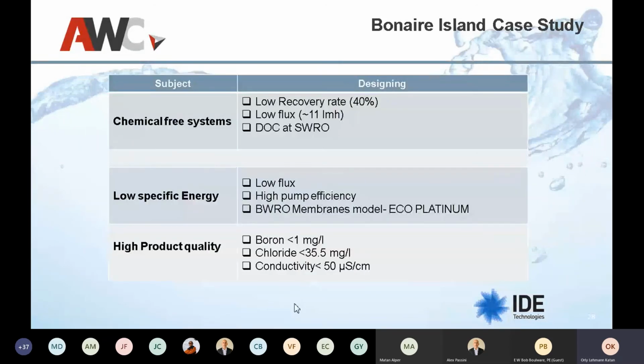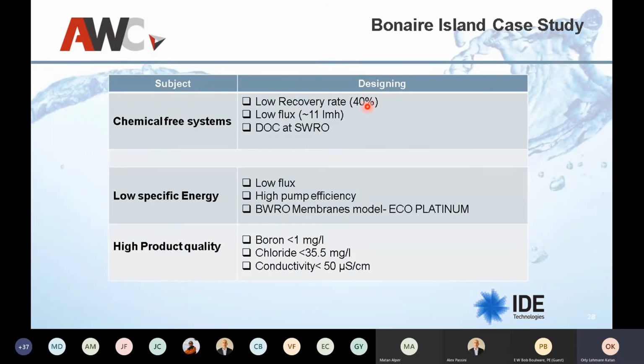What's interesting here is, basically, it's a small island and a nature preserve, so they wanted a chemical-free system. They wanted low energy because energy was very expensive on the island, and they wanted high water product quality, giving them a low conductivity and a low boron. So we had to put together how we're going to give them this whole thing.